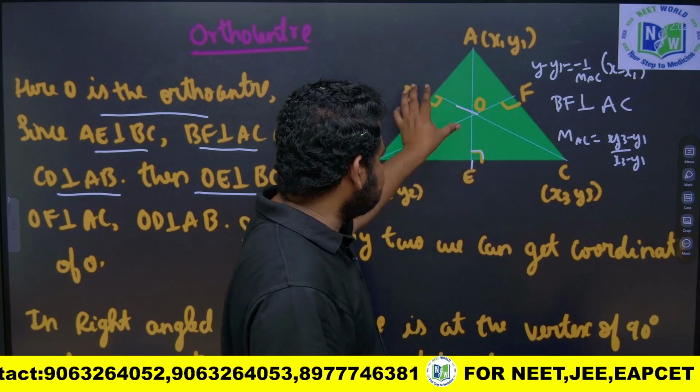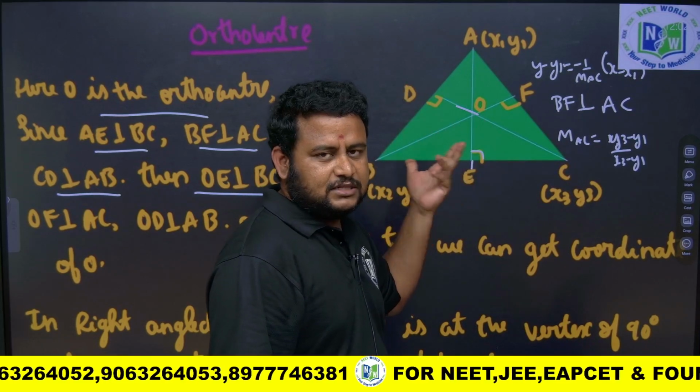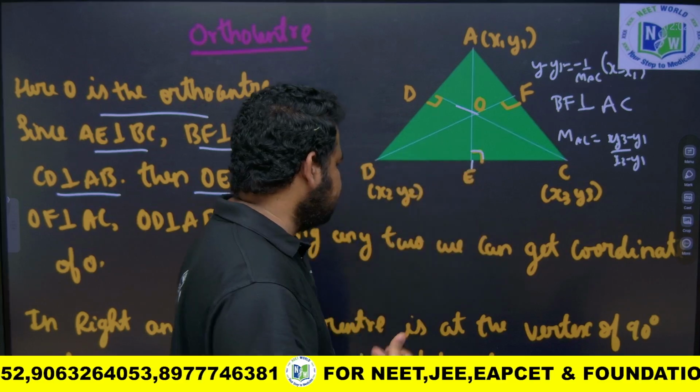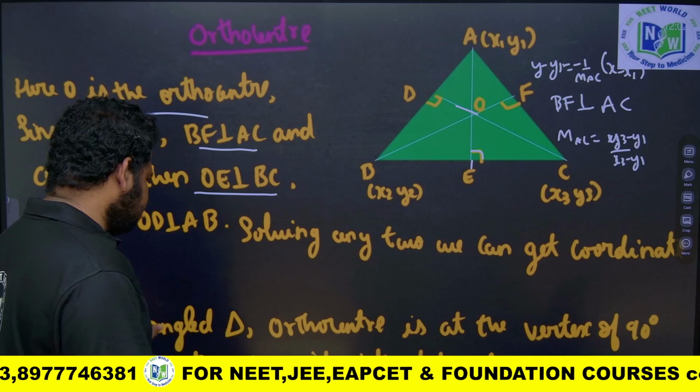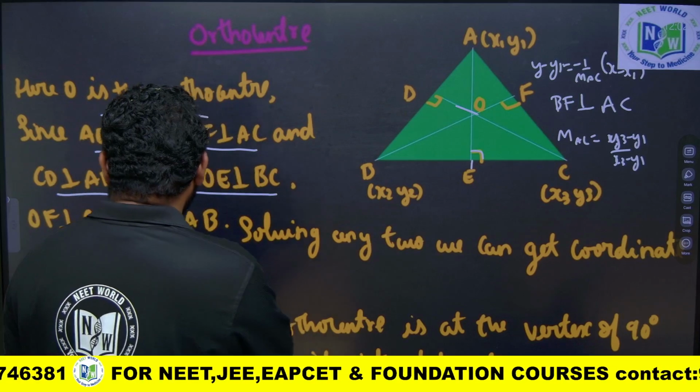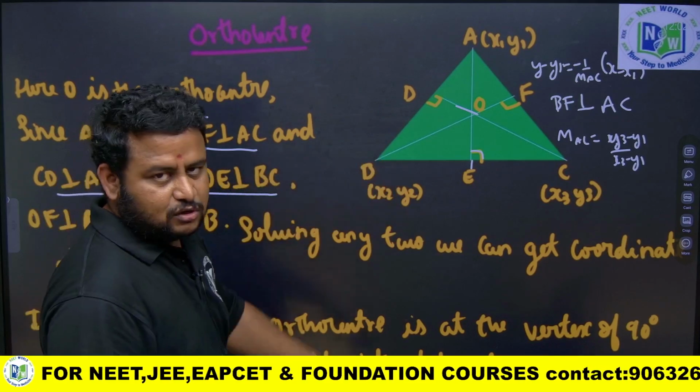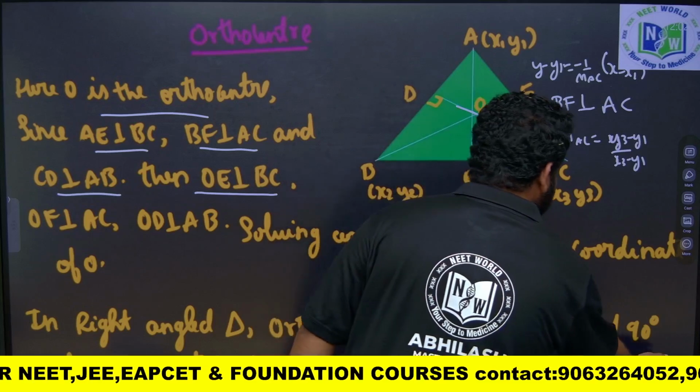Once you get the equations of all these lines, you can solve them to get the point of intersection, that is the orthocenter. That is one way to solve this, but otherwise you can solve it another way, which I will tell you about later. So we can get the coordinates. This is the way to solve questions on orthocenter. Let us see the questions.